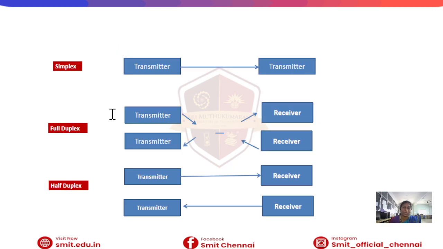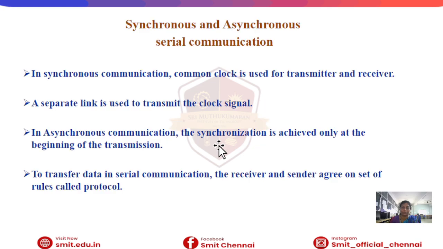The next one is the communication system diagram. This slide visually represents the communication modes. In simplex, only the transmitter sends signals. In half duplex, both devices can transmit and receive, but not simultaneously. In full duplex, both devices can transmit and receive at the same time. The arrow indicates the direction of the data flow.